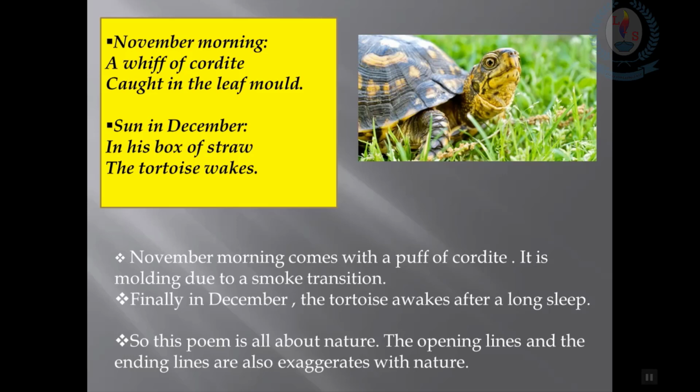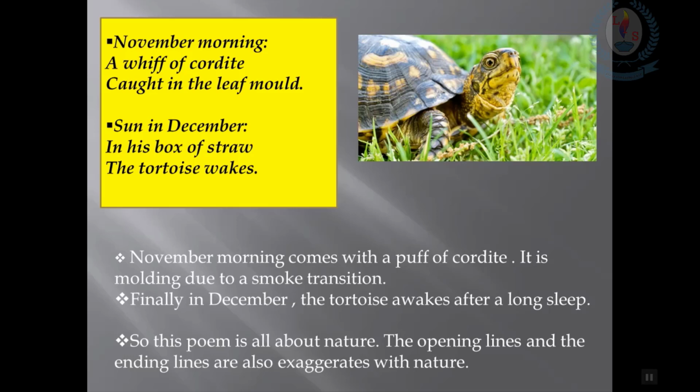In November, the morning comes with a puff of cordite. It is molding due to smoke. Here, most of the trees are affected by the polluted smoke, so even the leaves get molded.